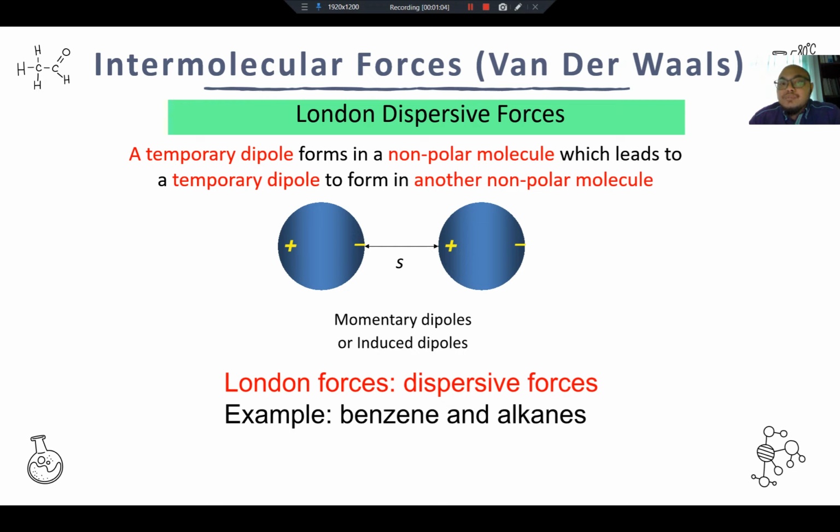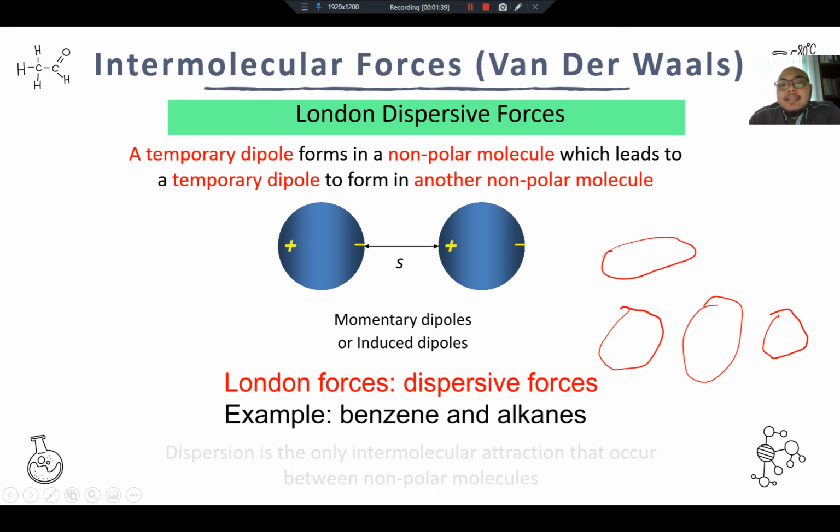But we need to understand that the interaction between them is the weakest one. So you cannot imagine it being too polarized. Maybe it is only slightly polarized, not very round, just a little. It is not as pronounced as dipole-dipole interaction. It is just an induced dipole, very minimal. That's why they have the weakest interaction. So the example here is benzene and alkane.